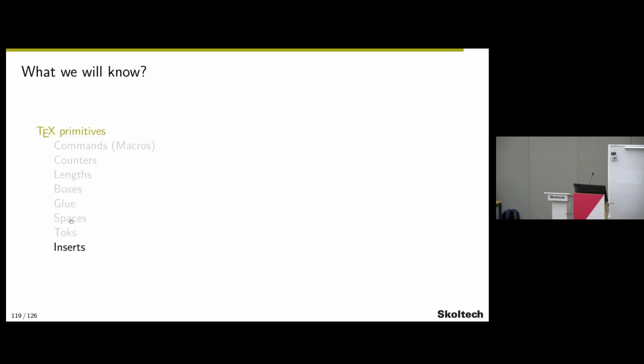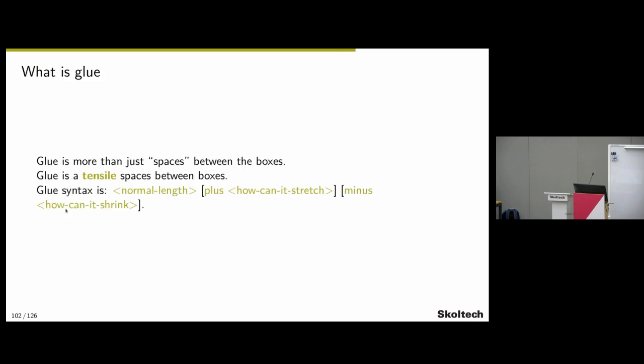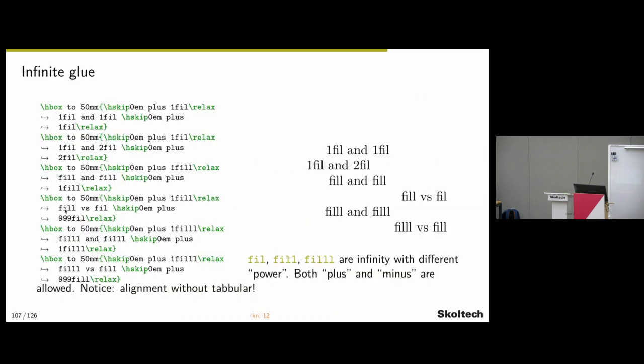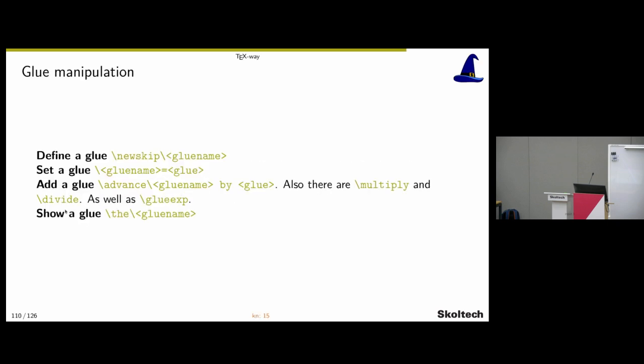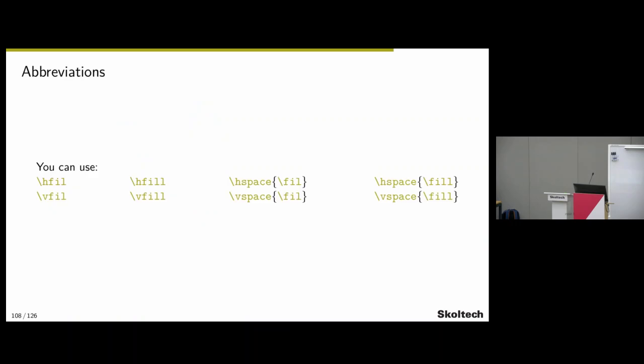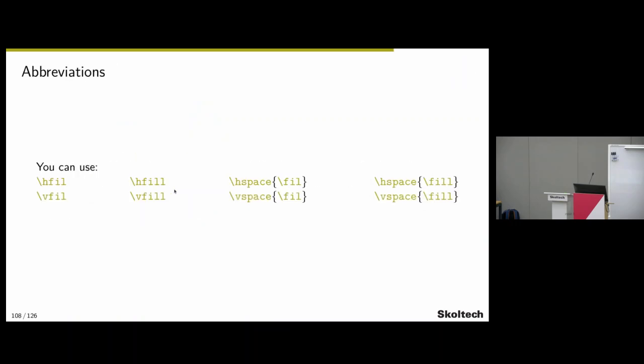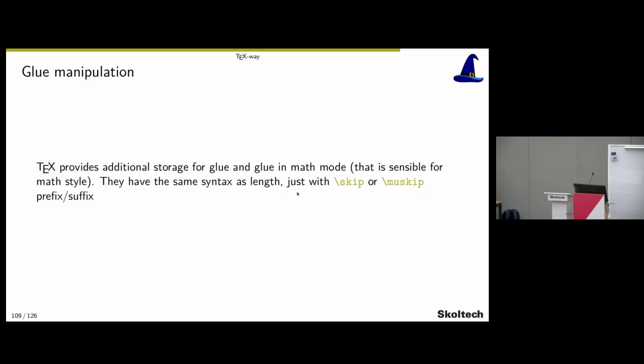So, the glue there. We need infinite glue. The infinite glue is, for example, what we need to add, for example, \hfill or \hspace. Add it to the two examples, to the left and to the right, and you will see what happens.